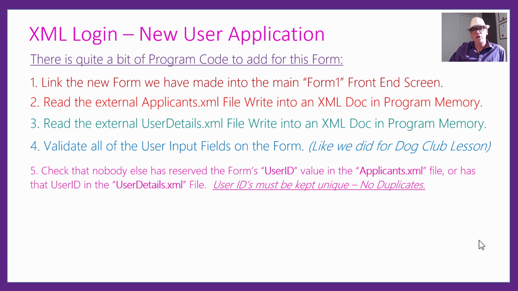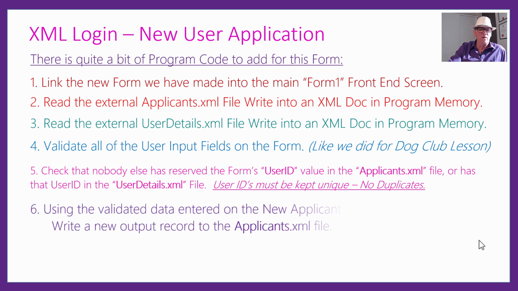And then after we've got that validation going, something else we have to check is that the user ID must be unique. So we can't have 2 people with the same user ID, because that's not going to work for logging on. So we need to check that nobody else has reserved a user ID that someone's putting in, or that that user ID is already in the user details for a registered user. So we're going to have to search both of those files for whatever user ID the new applicant's putting in, just to make sure that someone else hasn't either decided, yeah, I'm applying and I want to use that user ID, or there isn't already someone on the system who's already registered and they've got that user ID.